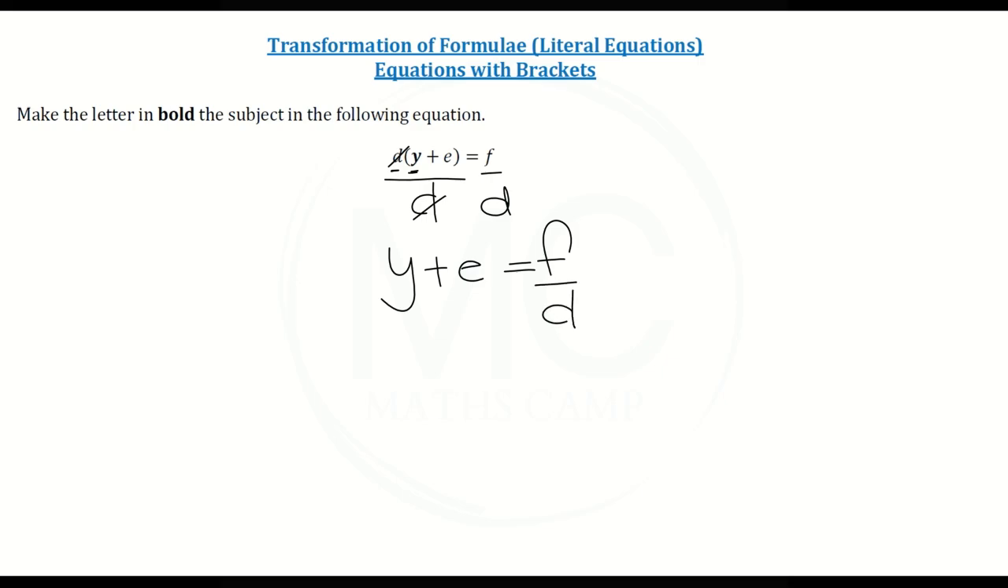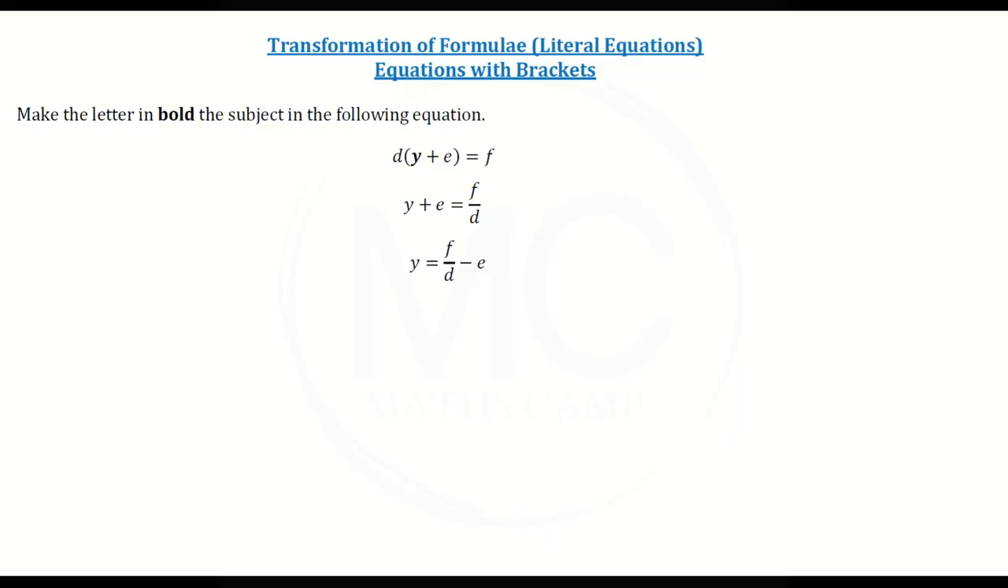over d. Now to get y by itself, we have to move this e. So I can leave y over here, and I can say is equal to f over d, which is already there. Then we can move e, so we say minus e. And y is now the subject of this equation.